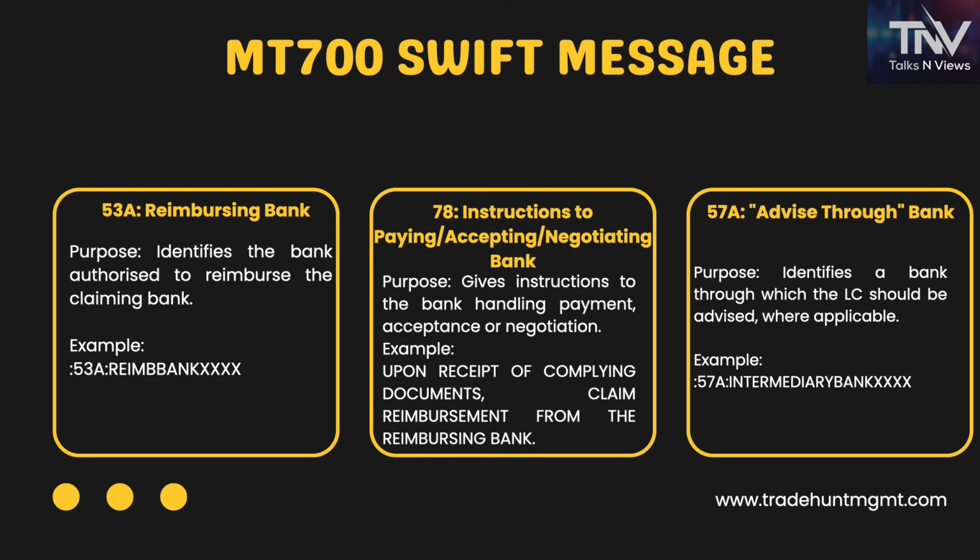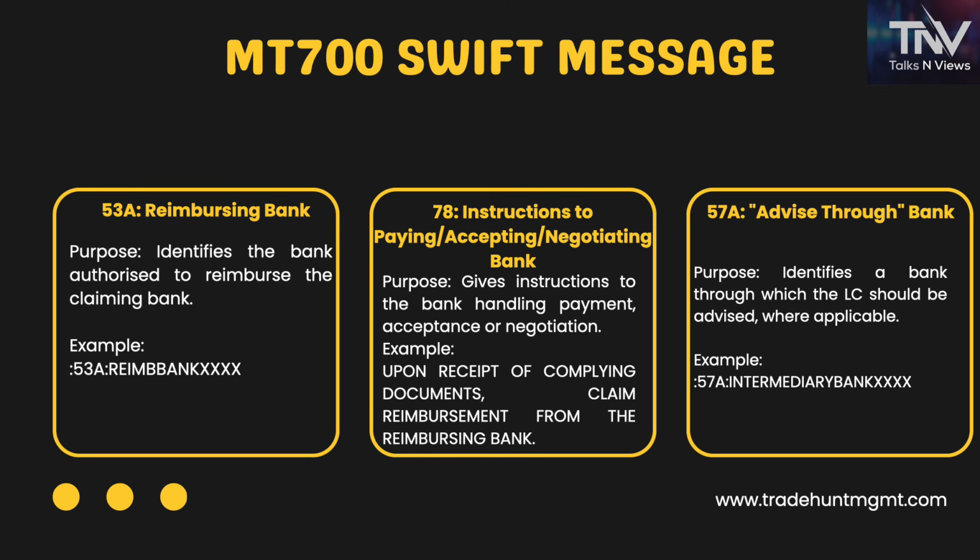Field 78, instructions to paying, accepting, negotiating bank. Purpose of this field gives instructions to the bank handling payment, acceptance or negotiation. Example. Upon receipt of complying documents, claim reimbursement from the reimbursing bank. Instructions here must not conflict with the main LC terms.